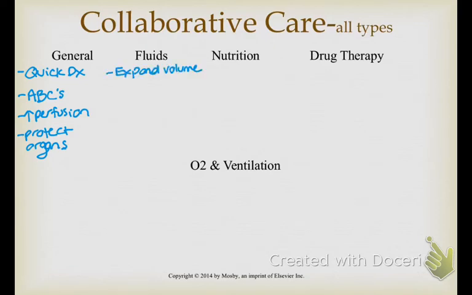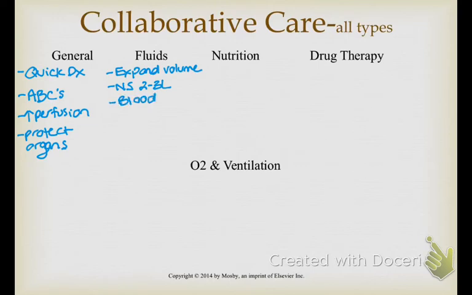So we expand volume. Do we expand volume with all shocks? No. But if we do, what are the shocks that we do volume? Hypovolemic, septic, and sometimes with anaphylactic we can give fluid, even though they're vasodilating. Remember, they're pushing those fluid into the extravascular space, so we do sometimes give them fluid too. But definitely hypovolemic and septic.